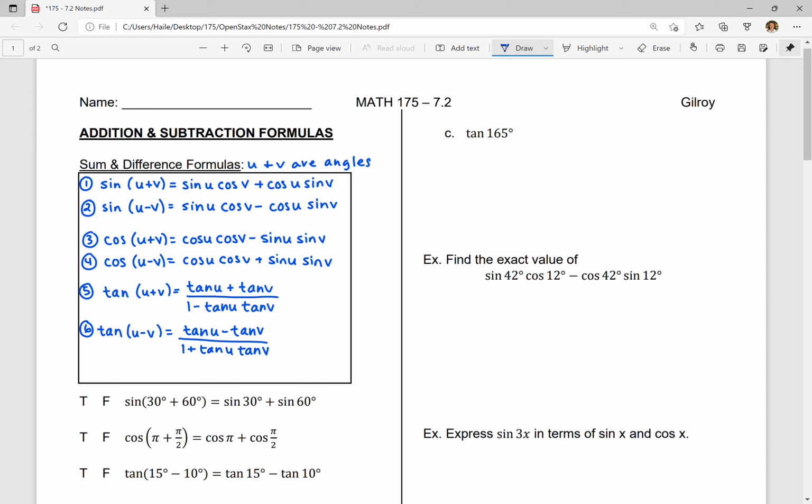Okay, so this is a lot of formulas, and I warned you about this. In this chapter, we're going to be learning a lot of formulas. But let's just quickly discuss how we can more easily remember these.